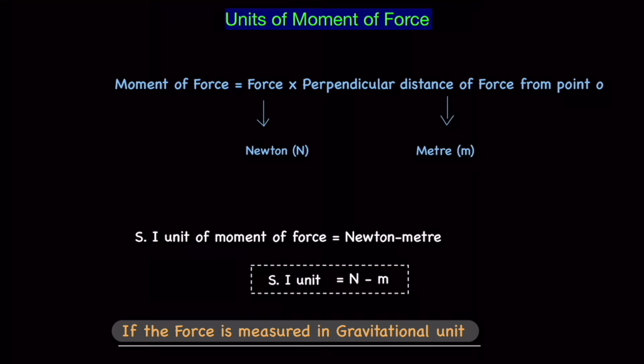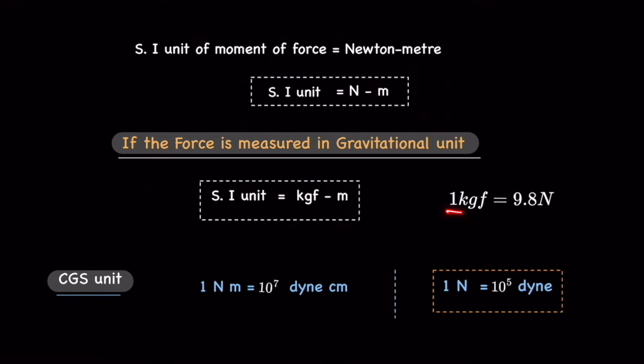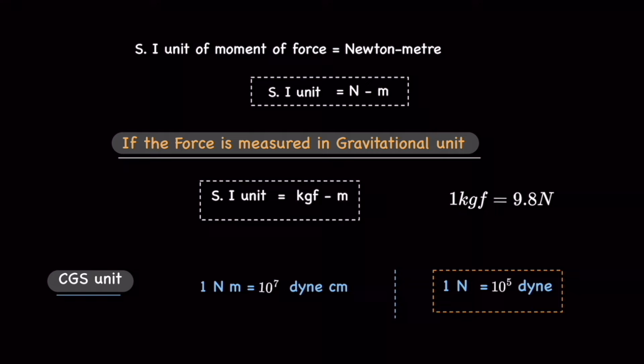In ninth grade physics, we know one conversion, how to convert Newton to kgf. kgf is also a unit in terms of gravitational force. So 1 kgf is equal to 9.8 Newton. So in terms of gravitational unit, Newton meter can be converted to kgf meter. According to the question, we can use this.